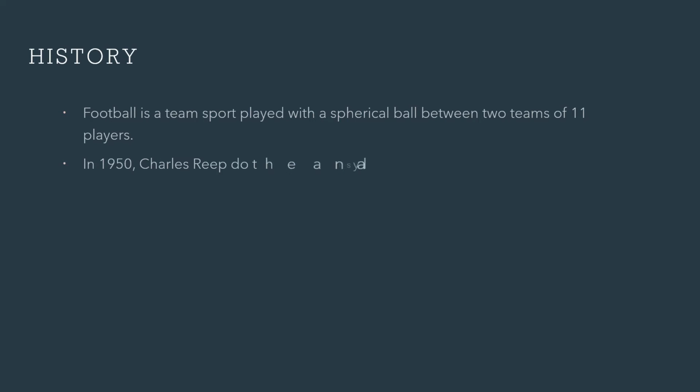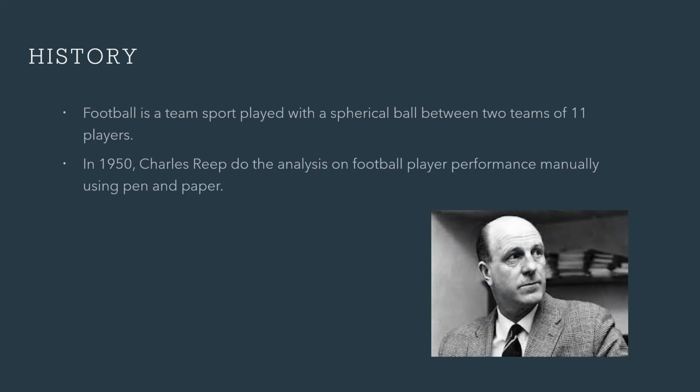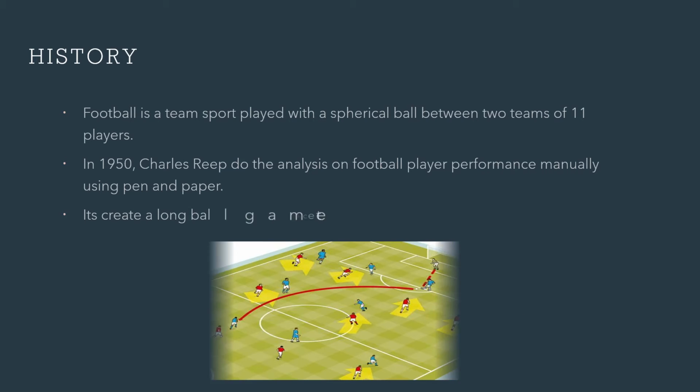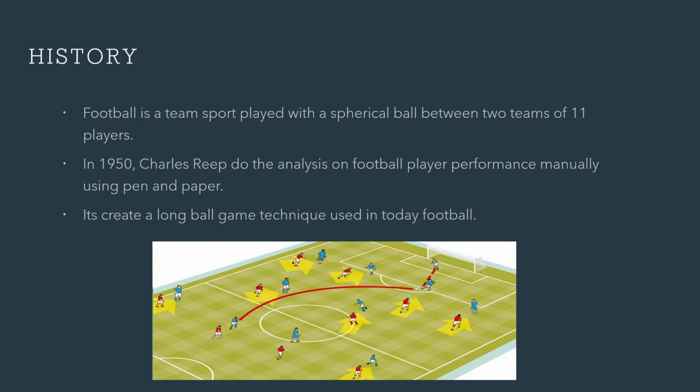Actually, during the 1950s, Charles Reep, a military man and an accountant, created a system that recorded and analyzed statistics around players' movement on the pitch by manually watching and analyzing the football match using pen and paper. By doing this, what did he accomplish? He created a new football playstyle, the long ball game technique, which is widely used in today's football games.